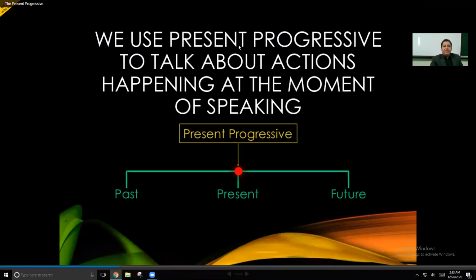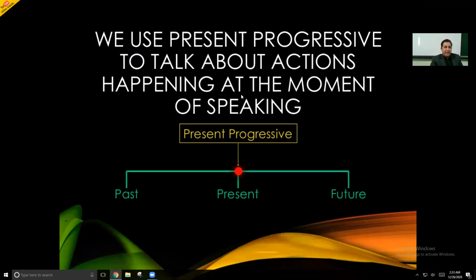So we use present progressive to talk about actions happening at the moment of speaking. So at this moment when we are speaking, the action is still in progress. So we use present progressive tense to talk about actions which are happening at this moment when we are talking, when we are speaking at the moment.